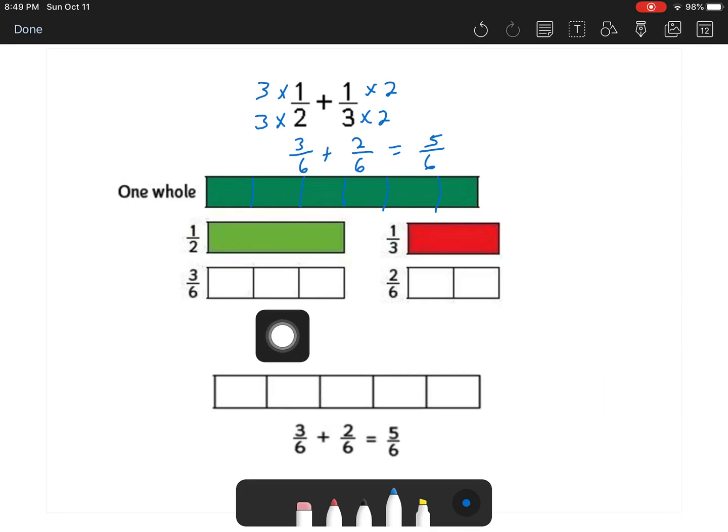Okay, they're just giving us a visual demonstration of how that works. 1/2 is the same as 3/6, as they show here, right? 1/3 is the same as 2/6, and that's what we changed them to, and then when we add them together, we get 5/6.